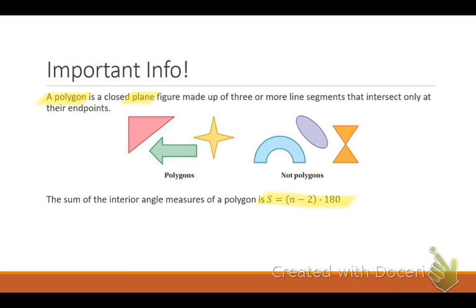So how do I figure out what my total is going to be? I use this formula. The number of sides minus 2 times 180. So however many sides are in the polygon, I can plug that number in for n, subtract 2, and multiply by 180. All right, you guys have your formula written down? Yes, ma'am.